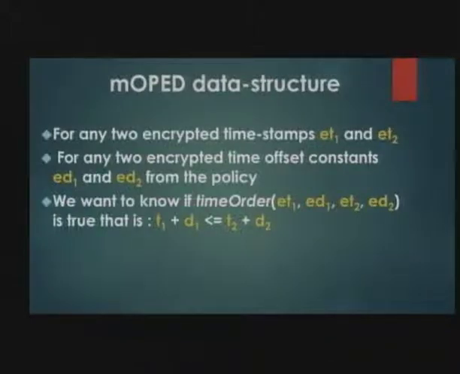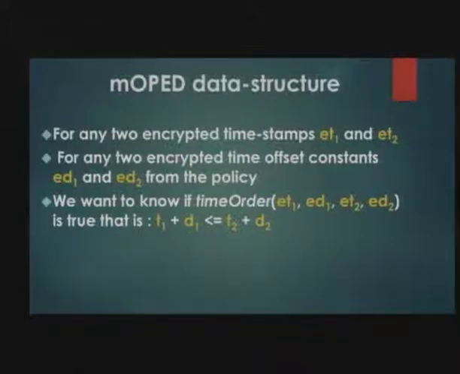Now we're going to talk about this magical data structure that we have been talking about for comparing timestamps. It's called the mOPED data structure. What is the functionality? You can pick any two encrypted timestamps from the log and any two distance constants, or offsets, from the policy, and what you want to check is whether this time order holds. That is, T1 plus D1 is less than or equal to T2 plus D2.